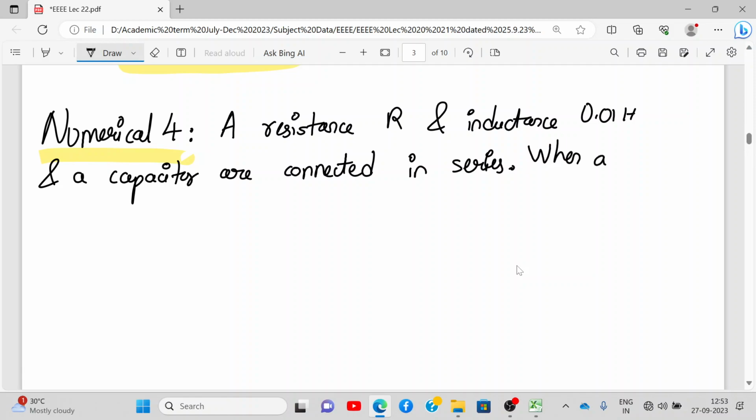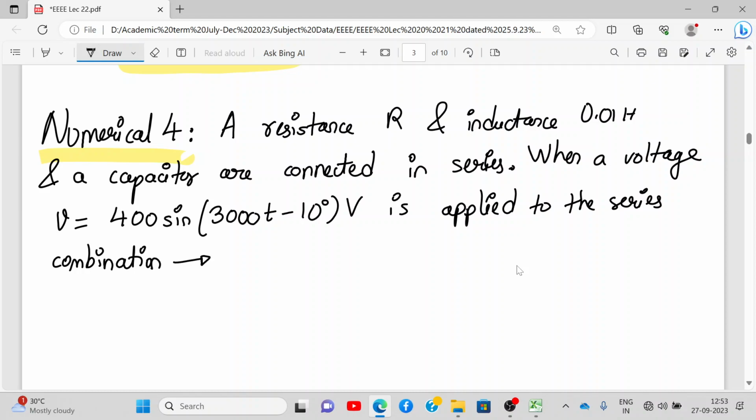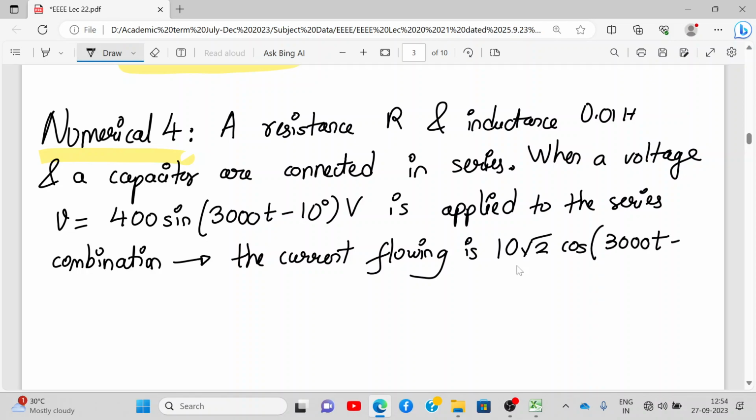When a voltage V equal to 400 sine 3000 t minus 10 degree volt is applied to the series combination, the current flowing is 10 root 2 cos 3000 t minus 55 degrees amperes. Find R and C.